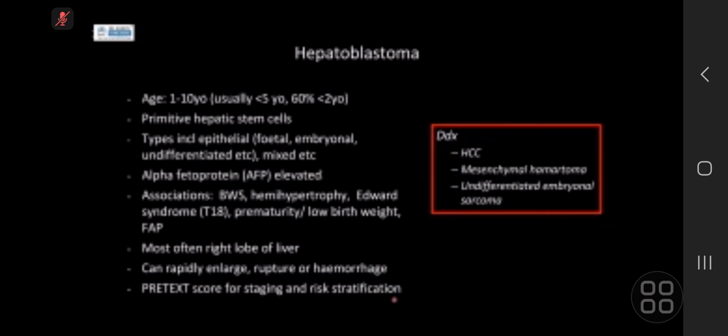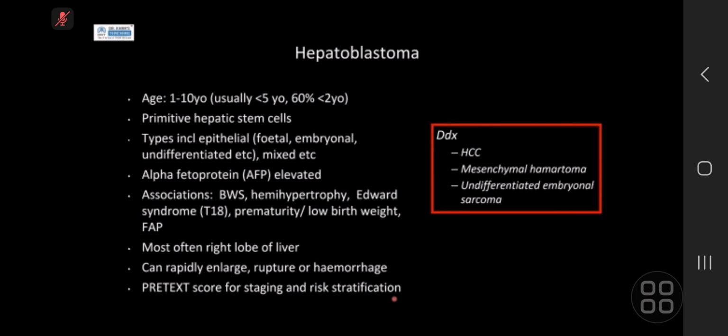Okay, so you've got different types, epithelial, mixed types. Often with hepatoblastomas, you have a very elevated AFP. 60% of them happen in children less than 2 years old. And again, with all the other tumors, you're thinking of the associated syndromes such as Beckwith-Wiedemann, hemihypertrophy. Hepatoblastomas most often happen in the right lobe. They can rapidly enlarge, rupture, or hemorrhage.